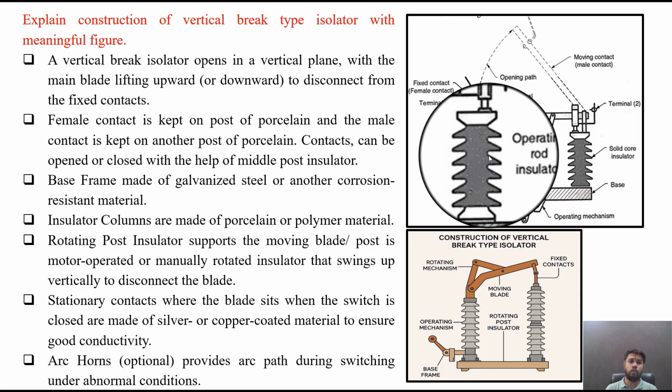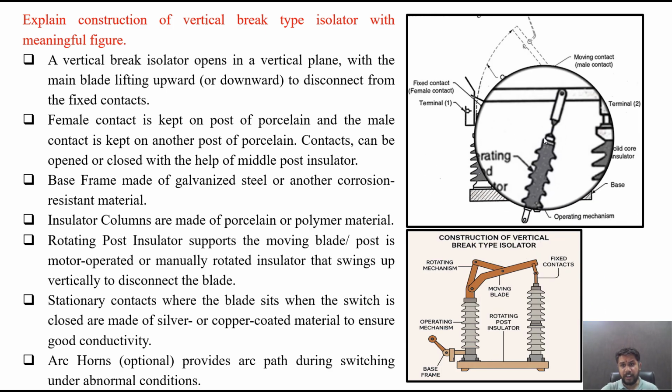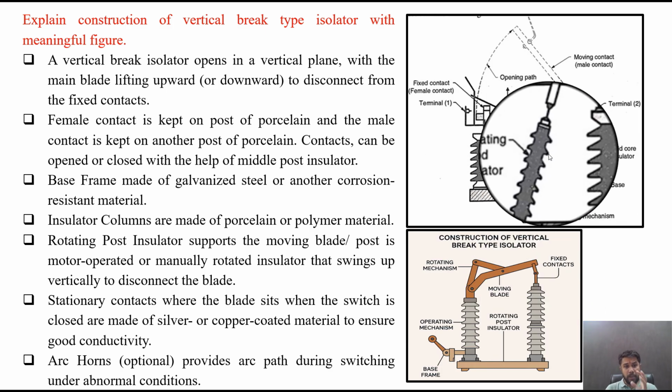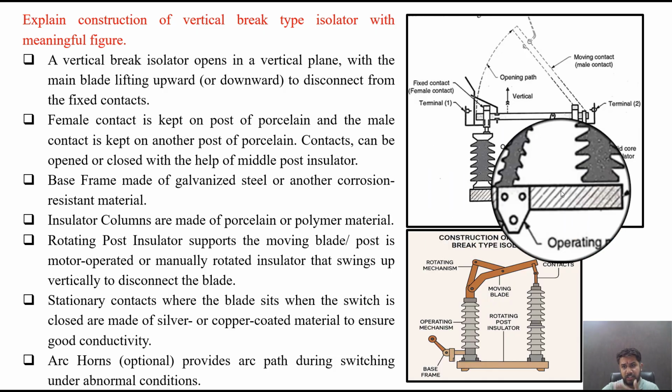The contacts can be opened or closed with the help of the middle post insulator. This is the middle post or operating insulator. Base frame is made of galvanized steel or another corrosion resistant material. This is the base frame over which this structure is mounted. Insulator columns are made of porcelain or polymer material.